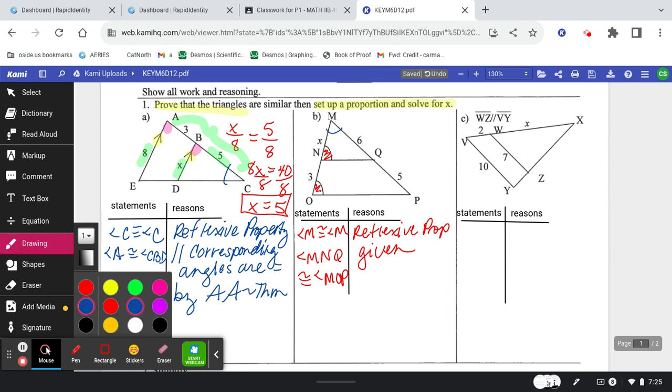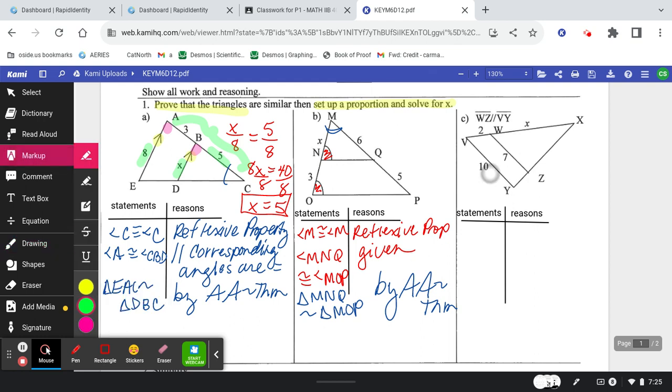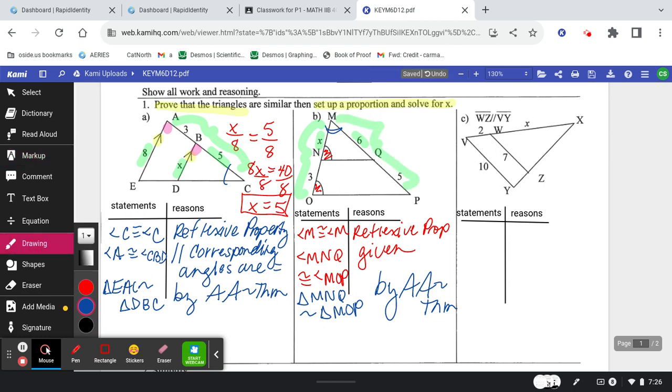Now I have my two angles. Here's the other one up here that we just said. And so I can say that triangle MNQ is similar to triangle MOP by AA similarity theorem. Now that I've proven similar, I can go ahead and do the side length proportions. So let's say on this one, I might look at it like small is to big as small is to big. And so on the side, 6 plus 5 is 11. On the left side, it's x plus 3.